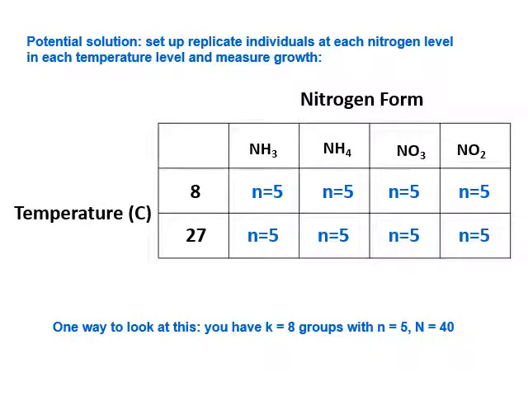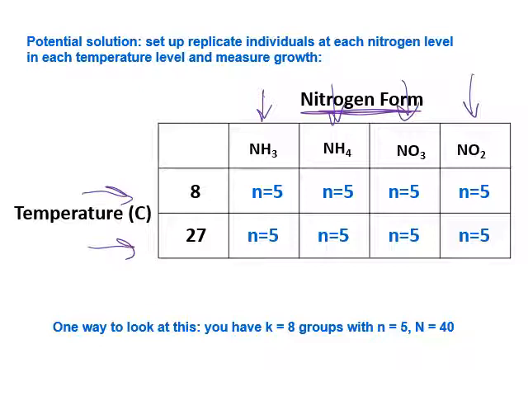So one potential solution that you could do here would be to set up replicate individuals at each nitrogen level. So think about, you have these 4 different nitrogen levels, right? 4 different forms of nitrogen. Set up a set of replicate individuals, let's say an N of 5 for each case, at each temperature. So here you have 2 different temperatures, 8 degrees C and 27 degrees C. And so now you specifically are setting up these replicate groups of individuals explicitly at each of the forms of nitrogen and at each of the temperatures. And then you're going to measure growth.